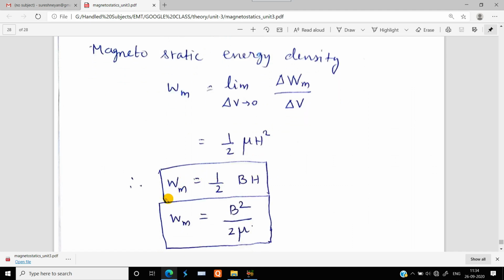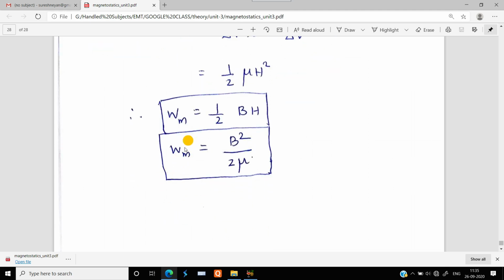We can write this Wm as half into B H, because we have B as mu into H. So this equation can be written as half into B H. Also we can write this equation as Wm equal to B square divided by 2 mu, because we know B is equal to H into mu. So we can represent this magnetic energy density as B square divided by 2 mu. Thank you.